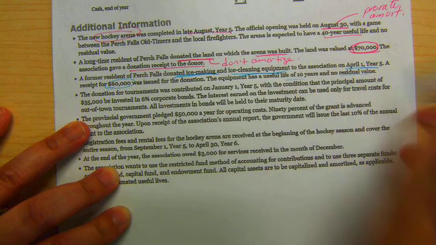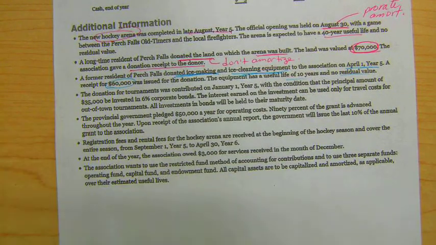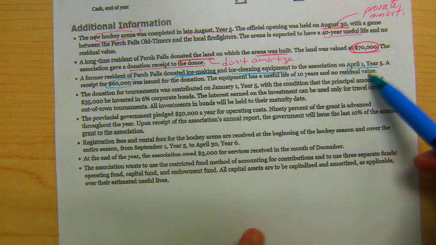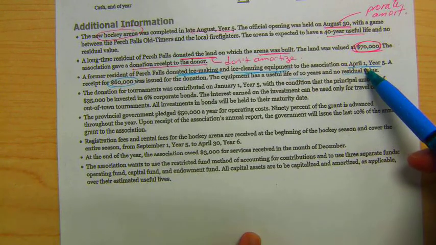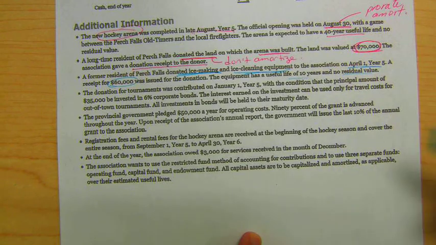has a useful life of 10 years, no residual value. So, tell me, when are they going to start amortizing this equipment? Right when we get it, April 1st? No, we're going to wait till it's used. And when is that? End of August, right?